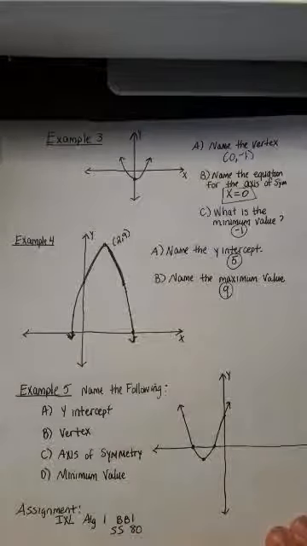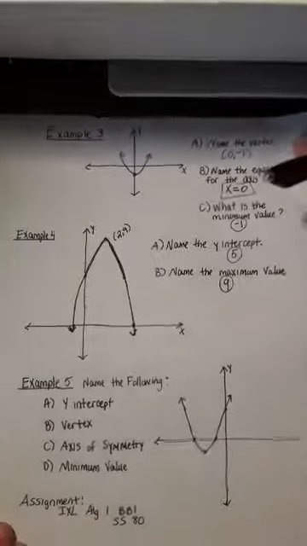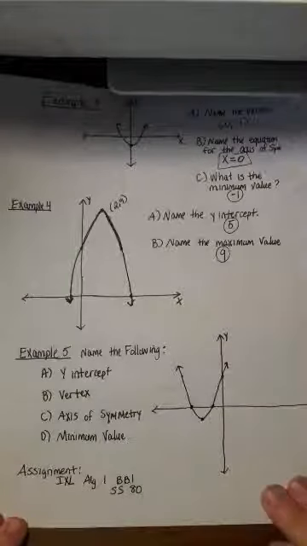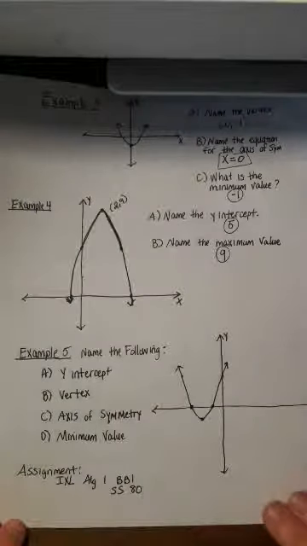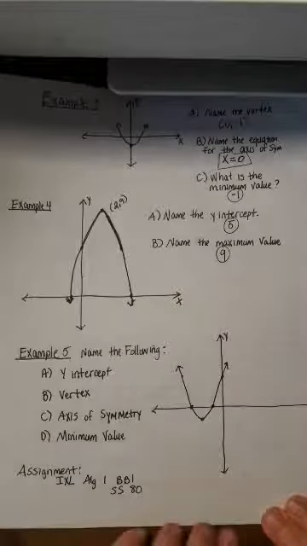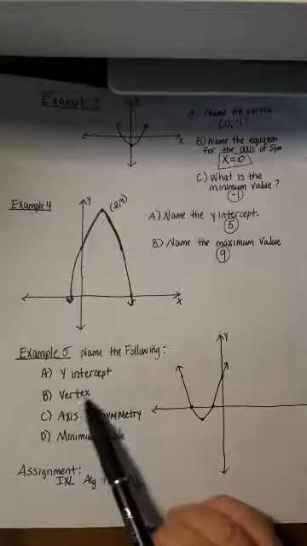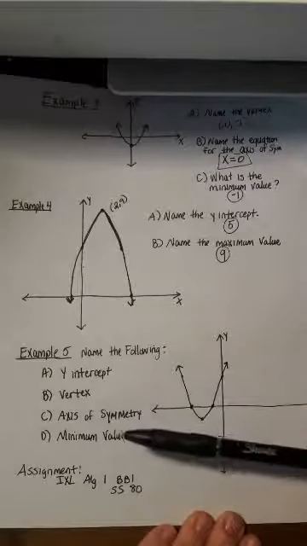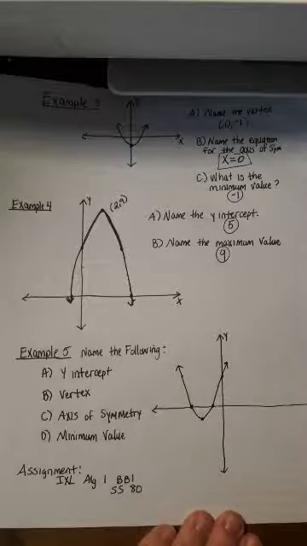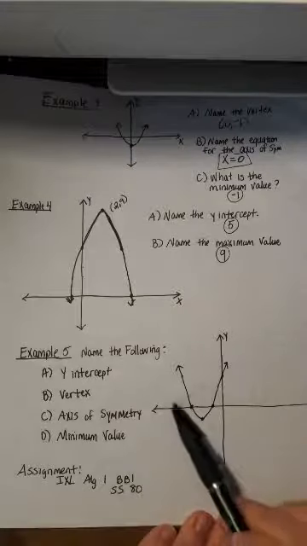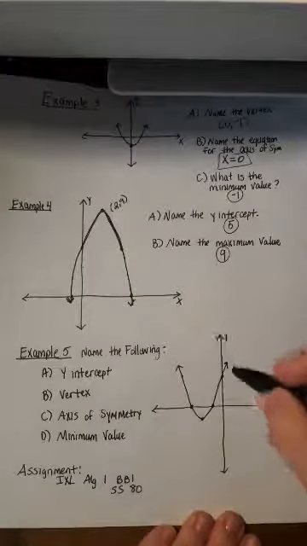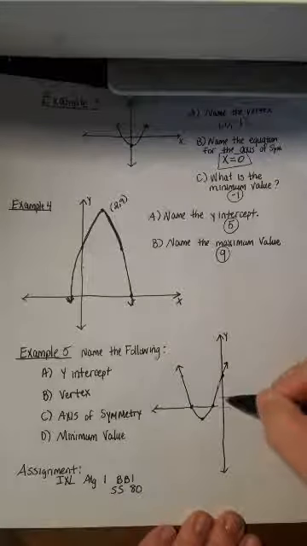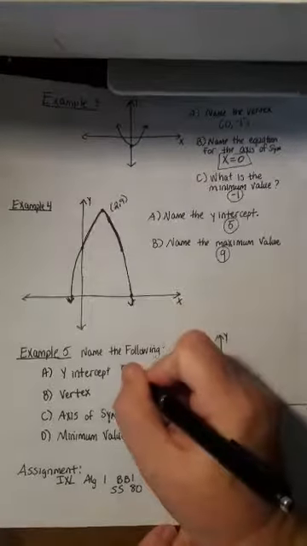And then this is our last example, example 5. Let's slide this up a little. For example 5, it says name the following. This is just a review of everything we've done. The Y-intercept, the vertex, the axis of symmetry, and the minimum value. So this one problem kind of gets it all. Here's my parabola. The Y-intercept is going to be the Y coordinate on the Y-axis, which is 1, 2, 3. So the Y-intercept is 3.